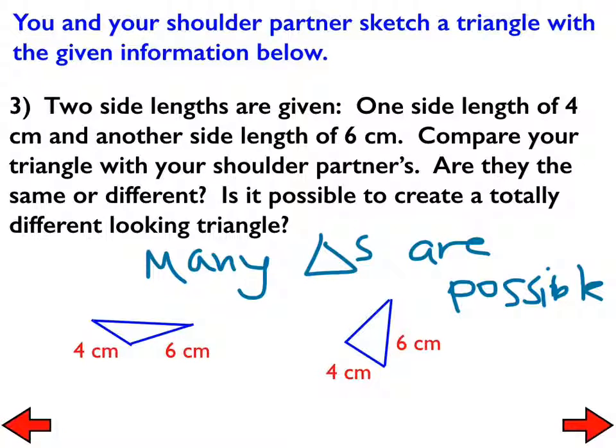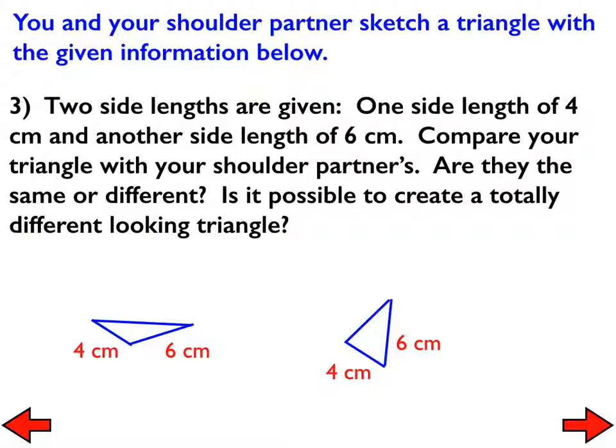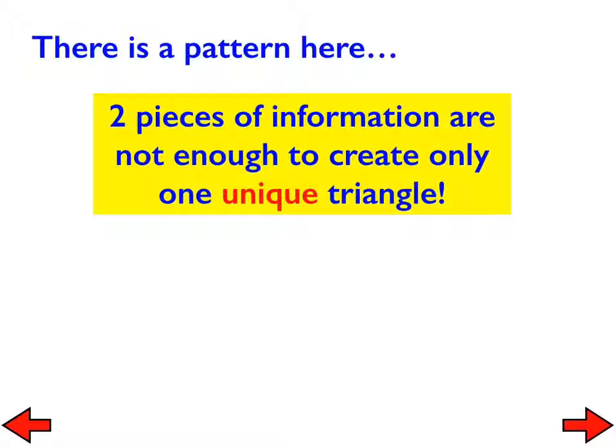Now think about this. Those 3 problems we just did, there is a pattern that happened. What do you notice about all the information that I gave you? How many pieces of information did I give you? 2. For every one of those 3 problems, I only gave you 2 pieces of information. And for all 3 of them, your answer was many triangles are possible, right? That means that 2 pieces of information is not enough for you to draw exactly the one I wanted you to. 2 pieces of information is not enough, fill in the blanks on your notes, to create a unique triangle.